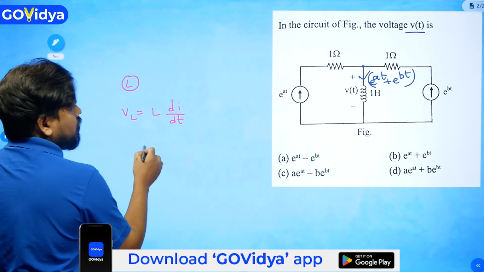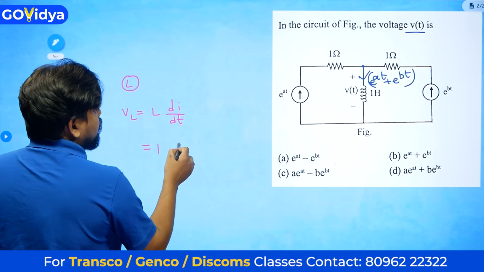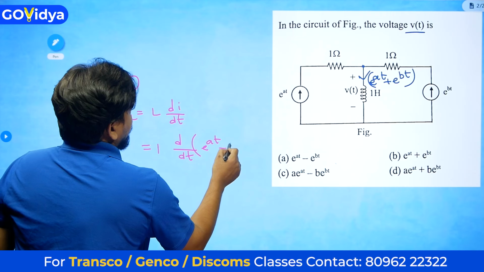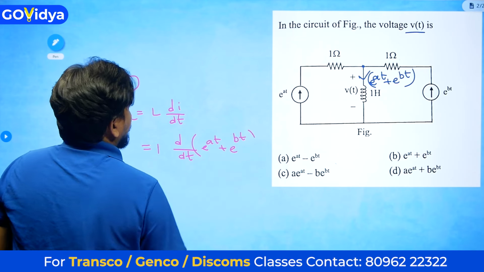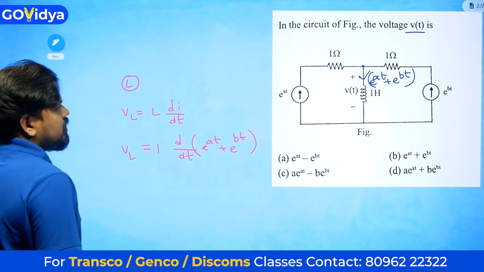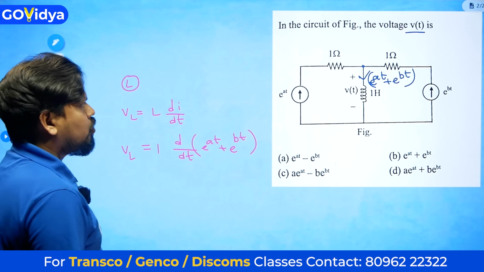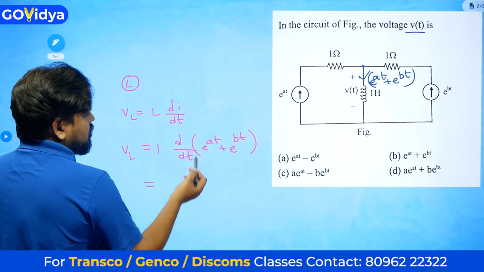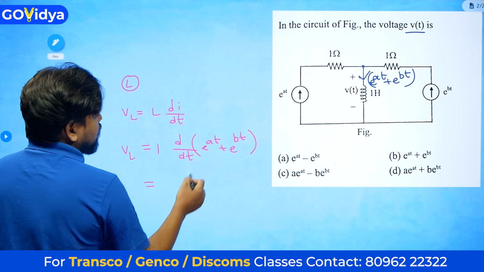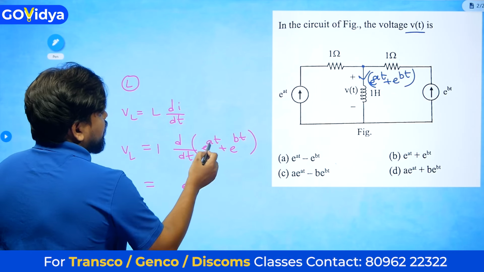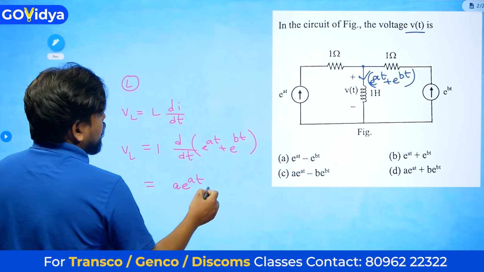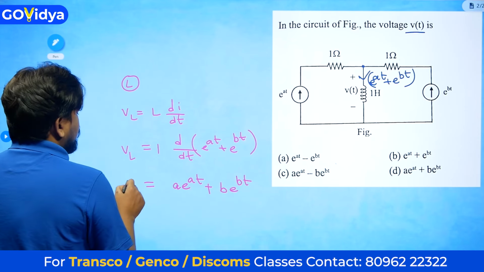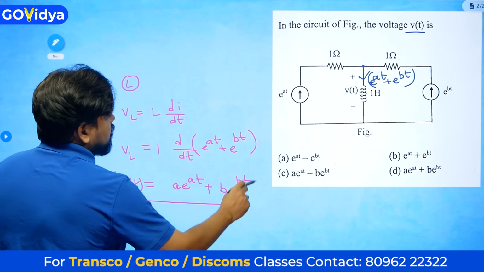Then what you have to find out, see, the inductance value is 1. So d by dt of e power at plus e power bt. So VL, the voltage across the inductor, VL or V of t, anything is the same. So V of t equals d by dt. This is e power at. Then what is the differentiation of e power at? It is a, plus similarly b into e power bt. So this is the V of t function, or the voltage across the inductor.